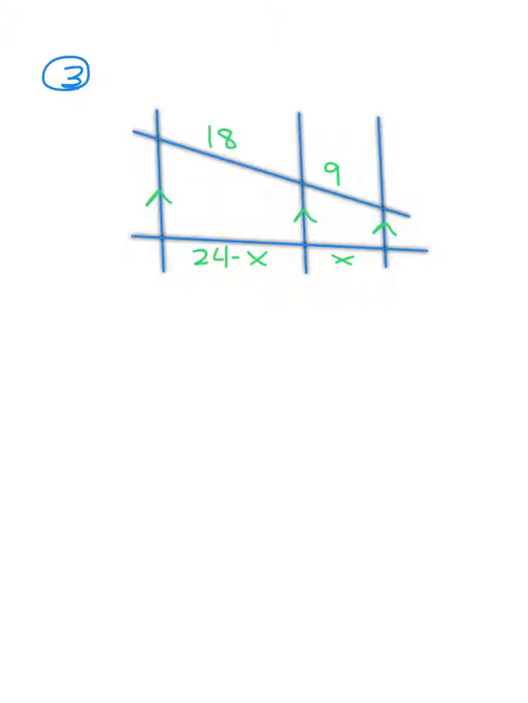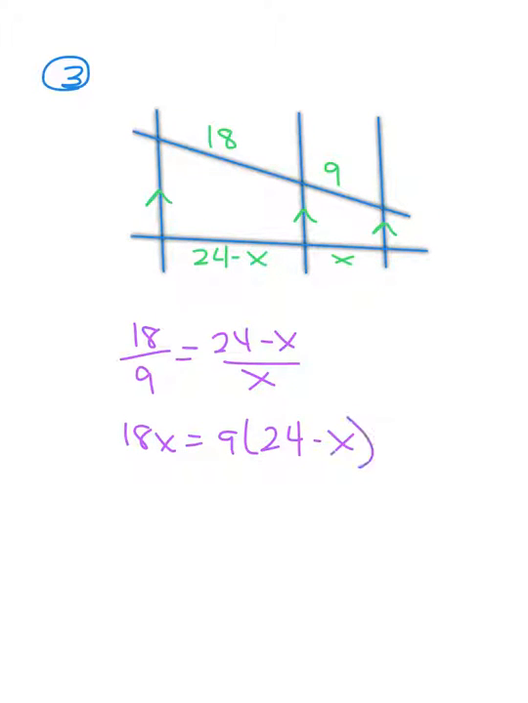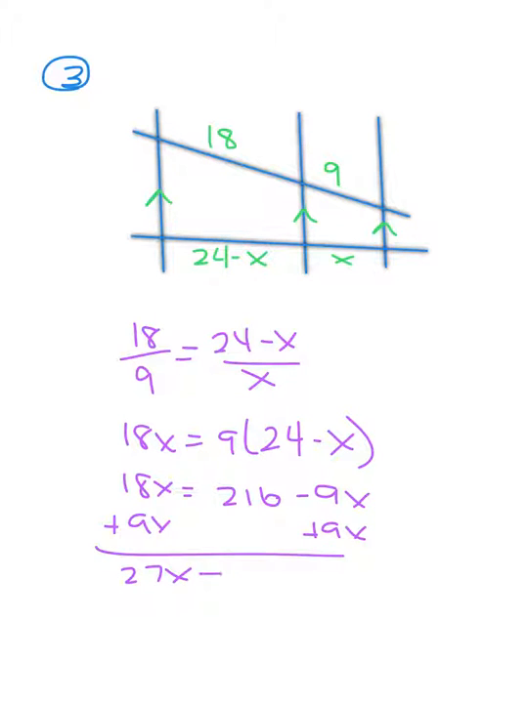Now, in looking at our last problem for today, I notice I have 3 parallel lines that are cut by transversals, so I know they're going to divide things proportionally. So I can set up my proportion that 18 is to 9 as 24 minus x is to x. So again, I cross multiply, so I have 18x is equal to 9 times the quantity of 24 minus x. Now I'm going to distribute, so I have 18x is equal to 216 minus 9x. Now I need to get my x's on the same side, so I'm going to add 9x to either side. And I have 27x is equal to 216. Divide both sides by 27. I know x has a value of 8.